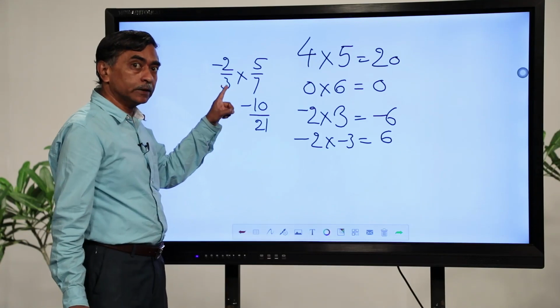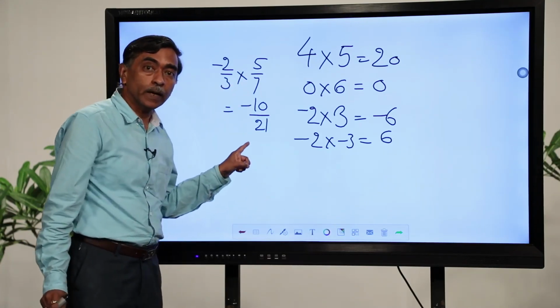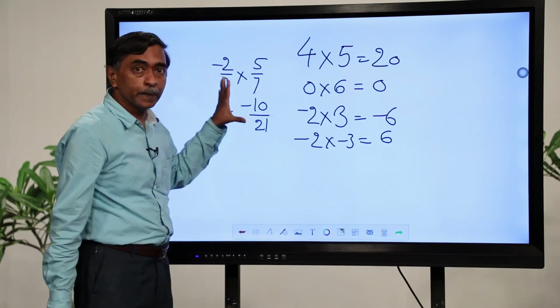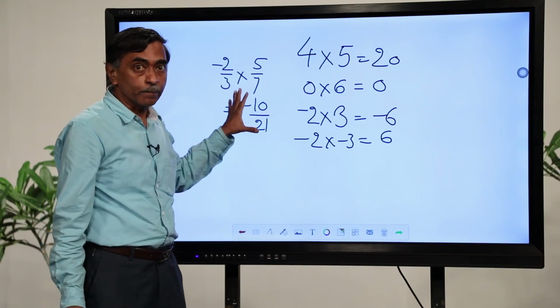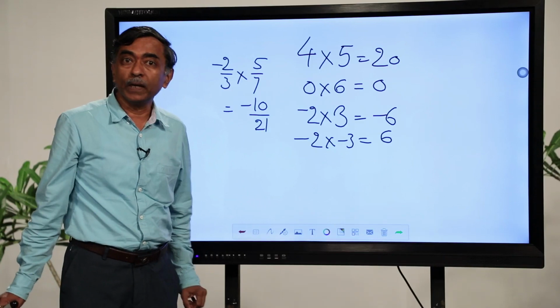Minus 2 by 3 is a rational number, 5 by 7 is a rational number, and the product you get here, that is minus 10 by 21, is again a rational number. You can take many such pairs and try to verify for yourself. We can say that rational numbers are closed under the operation of multiplication.